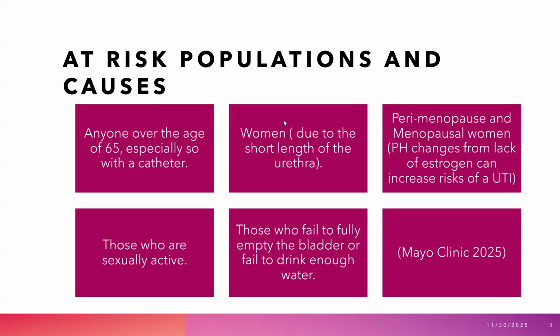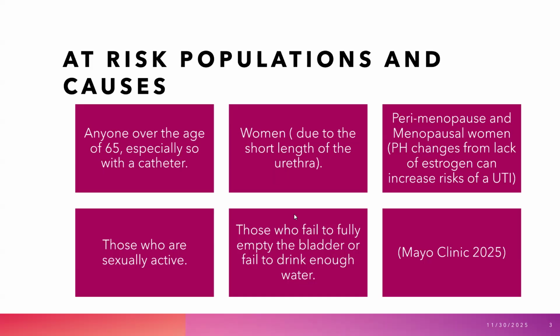Something that is kind of interesting is that women are actually more predisposed to UTIs due to our shorter length of urethra as opposed to men. Now, men can still get it because those who are sexually active are able to get UTIs. Again, outside bacteria is being introduced into your urinary environment. So it can still happen to men, but they have a much longer urethra before the bacteria travels up to the bladder.